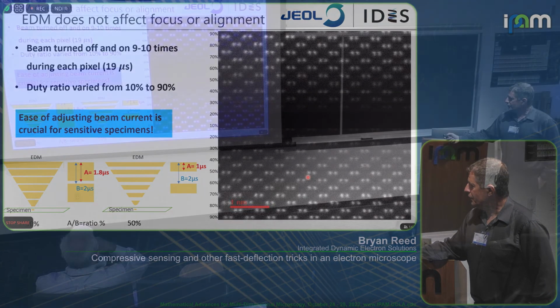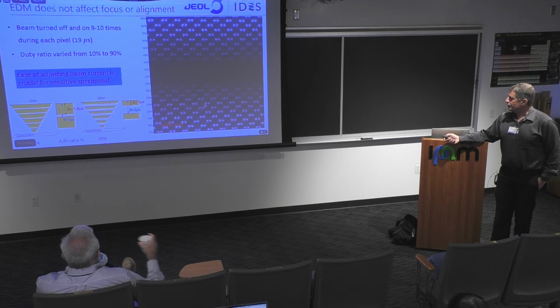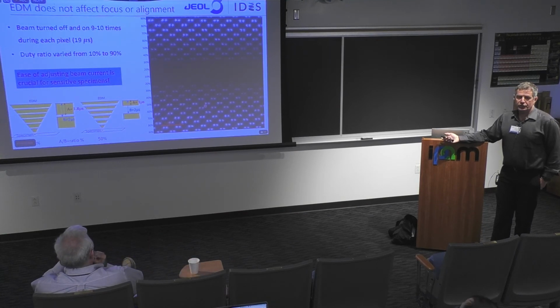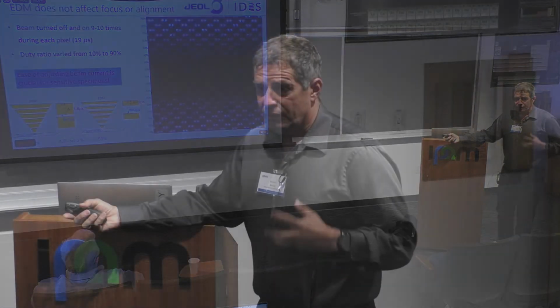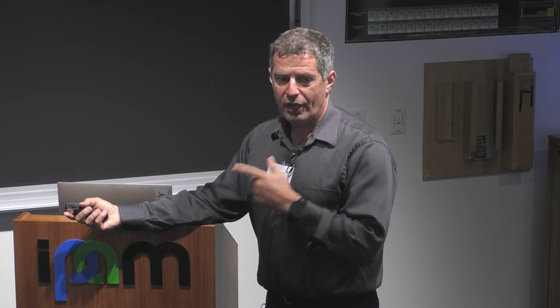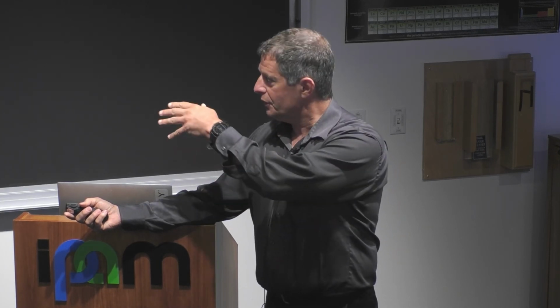And even at this crazy high magnification showing silicon dumbbells, we're not seeing distortion, we're not seeing backlash, we're not seeing hysteresis, we're not seeing anything at all. So when I say we can, this electrostatic deflection allows you to adjust the beam current by an order of magnitude or more without affecting focus and alignment. This is what I'm referring to.